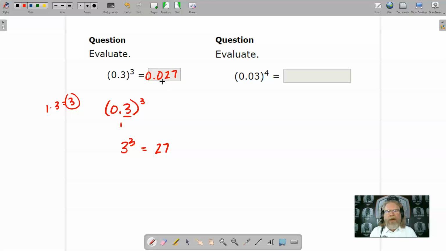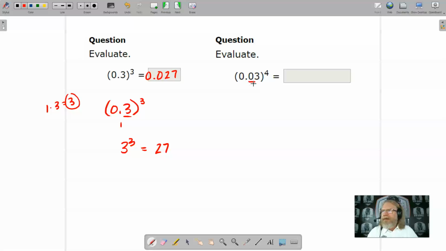And it should be 0.027. So I'm going to go ahead and check it on my calculator. If I have 0.3 and I raise that to the power of 3, sure enough, I get 0.027. Can you see it there? I don't know if it'll focus. There we go. Yep. So it seems that little trick works out. So let's try it on the next one.